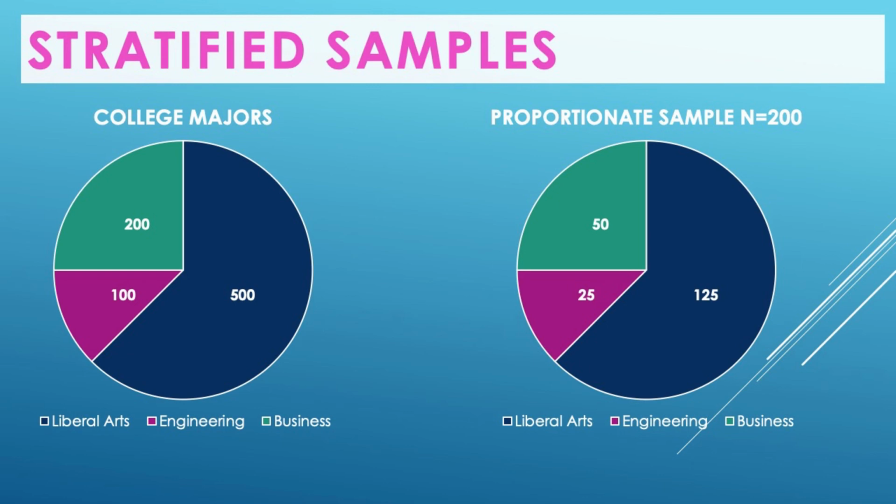And again, imagine it's like the cookie recipe. We just need smaller proportions of all of the elements or the ingredients. So 500 times 0.25, that equals 125. 200 times 0.25, that equals 50. 100 times 0.25, that equals 25. So here on the right-hand side, you see our perfect proportionate sample that meets our threshold, our criteria of a sample size of 200.